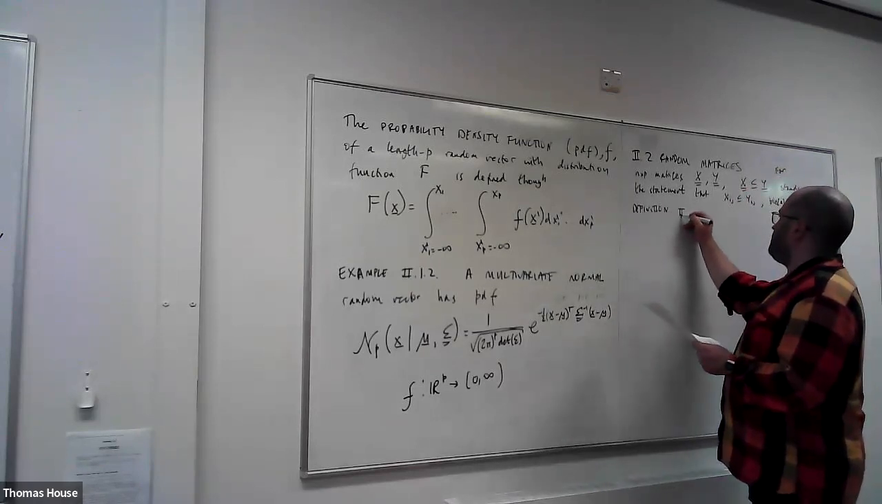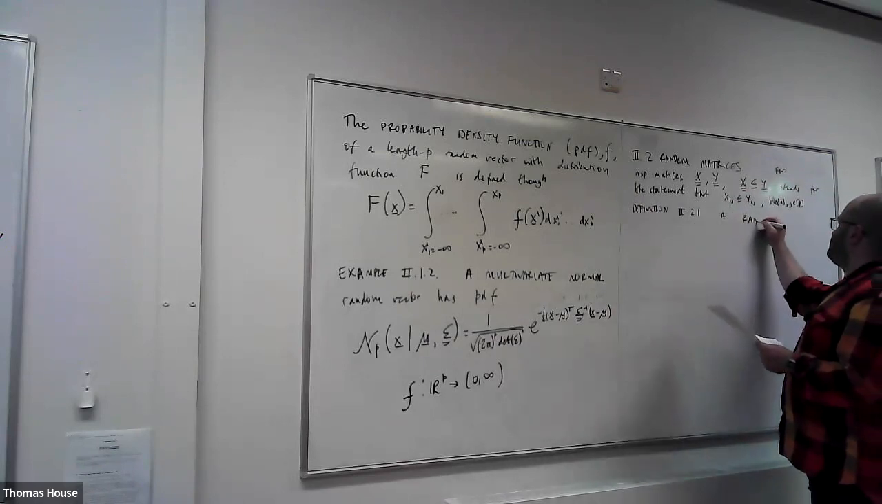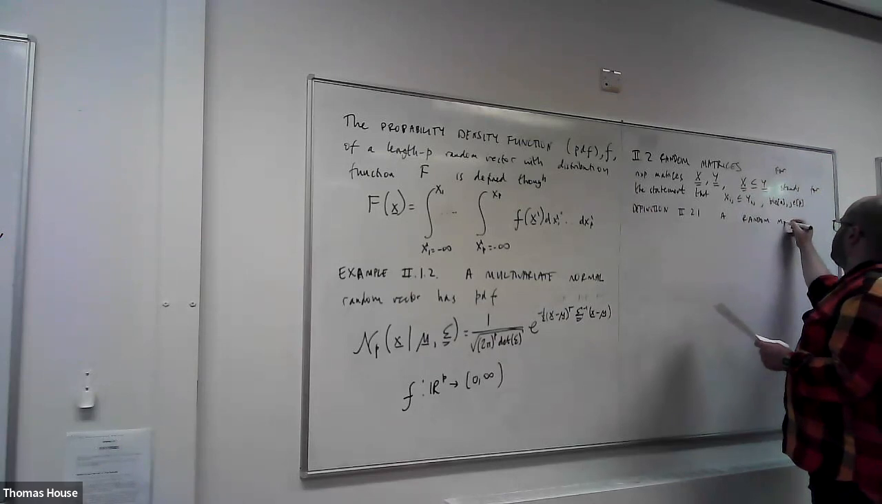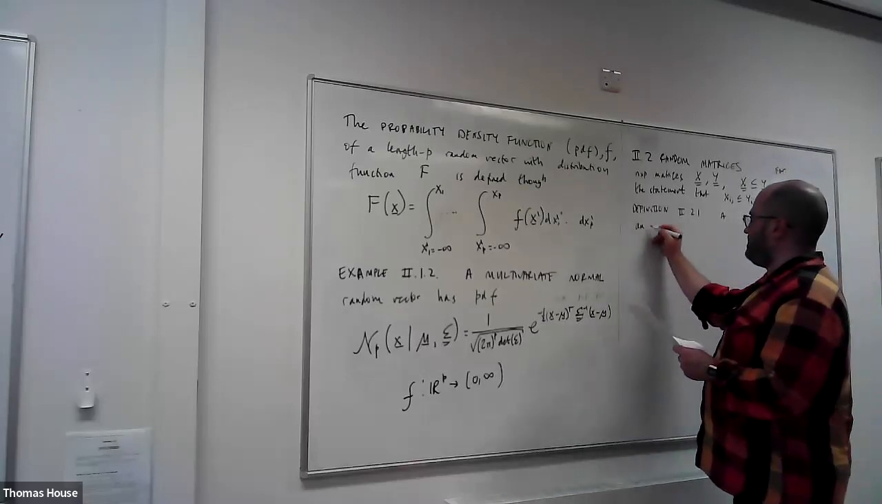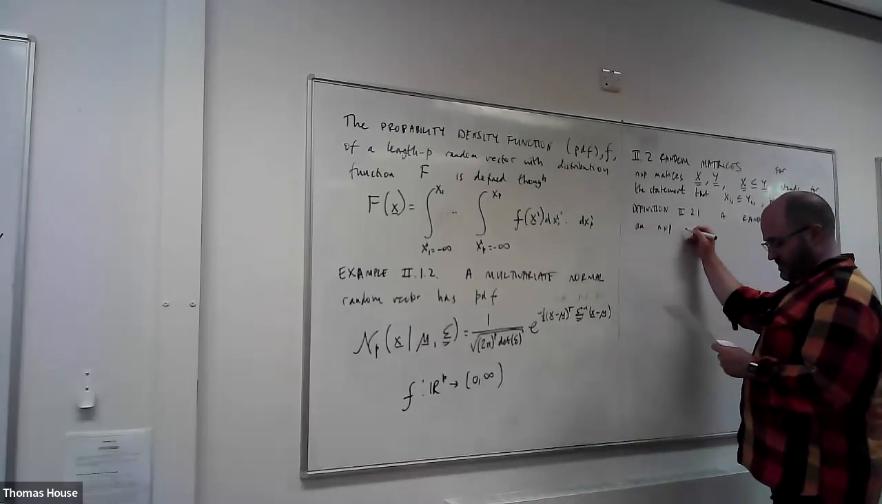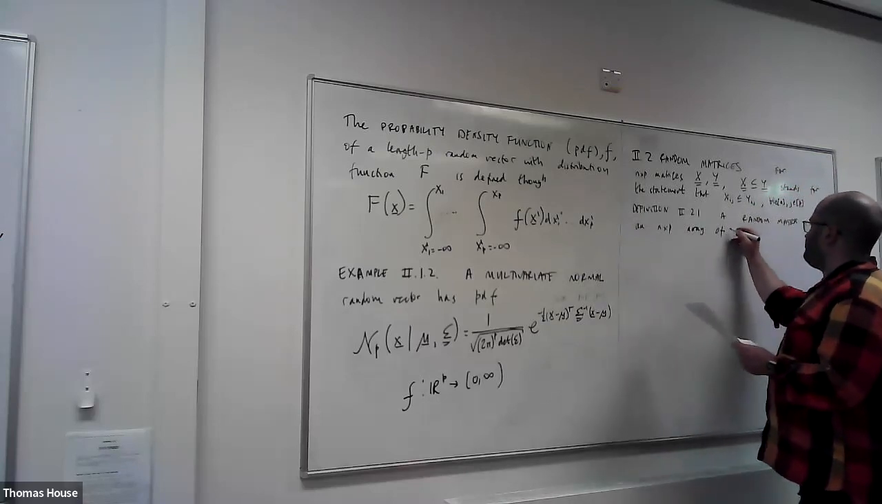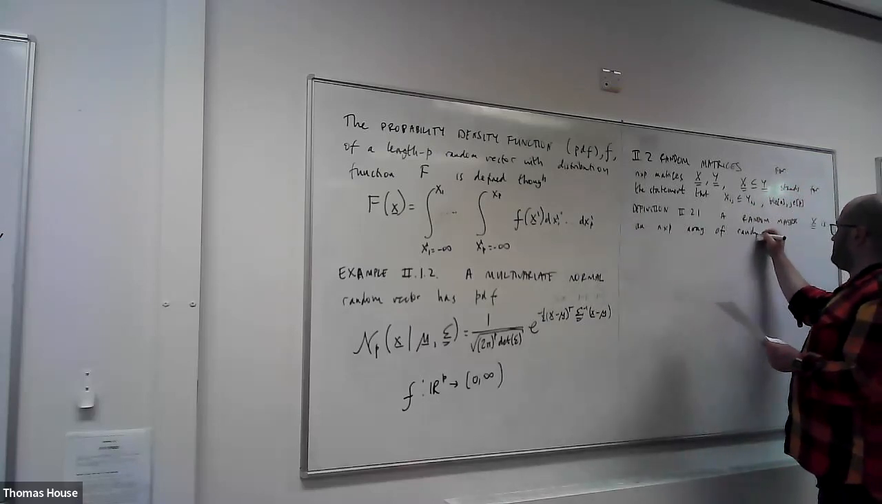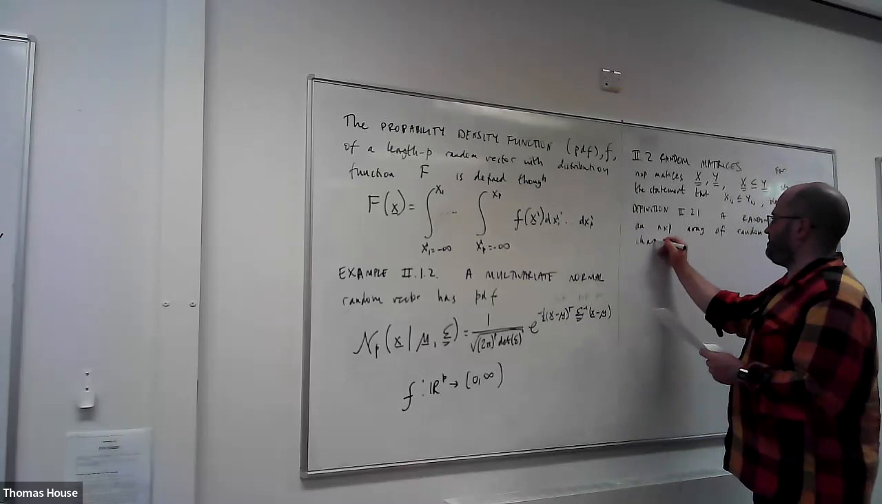So definition 2.1: a random matrix X is an n by p array of random variables, characterized by its distribution function.